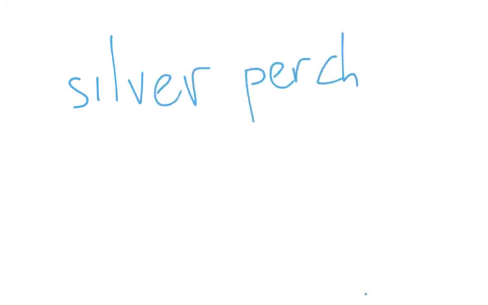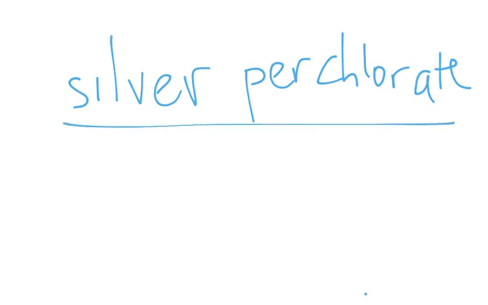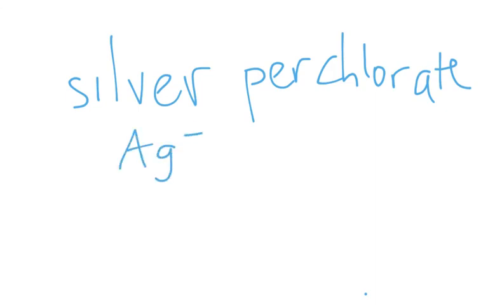What if I said that there is a salt called silver perchlorate, and I wanted you to write the formula unit for it, since in salts we use the word formula unit instead of a compound or a molecule. So what would be its formula unit? Well, we know that silver is Ag+, and we know that perchlorate is just chlorate, but with an extra oxygen, so it would be ClO4-.